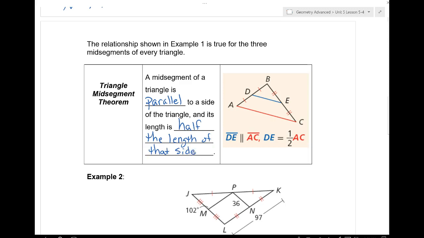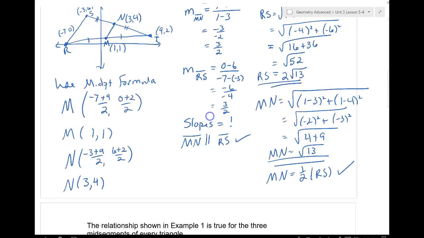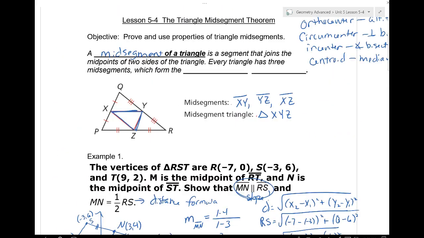So the cool thing is, if you know you have a mid-segment, you know it's going to be parallel to the third side, and the mid-segment is always smaller. It's always half of it. Yes, ma'am. For the two blanks on the first page under the mid-segment of a triangle, this is just called the mid-segment triangle.